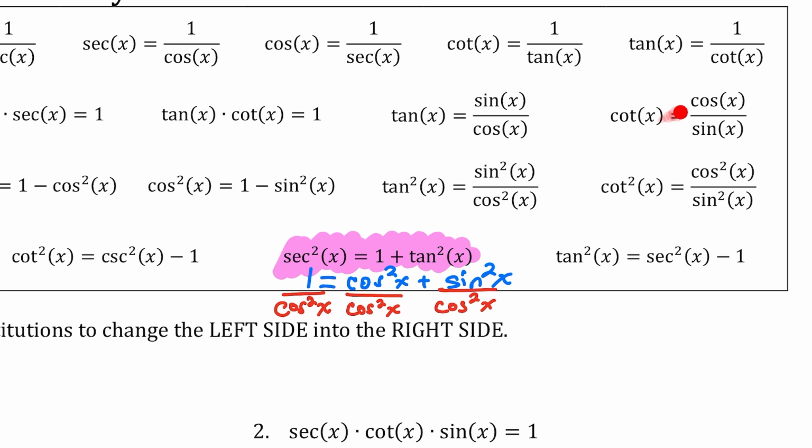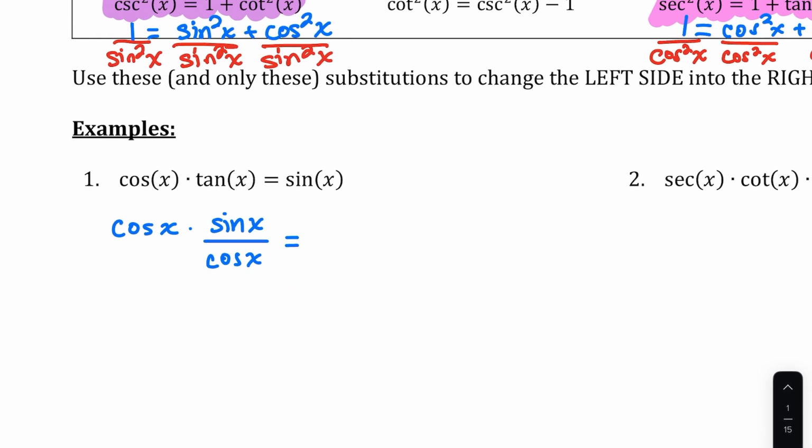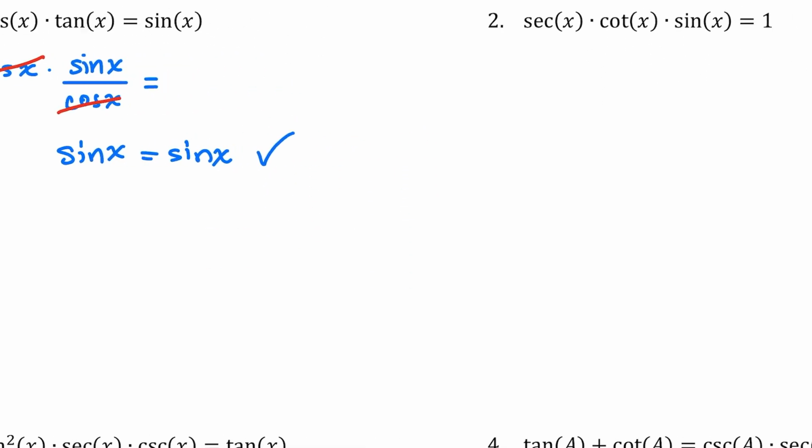You can do the same thing with cotangent, and with any kind of reciprocal functions. And then you do the math. If you multiply cosine by something that's divided by cosine, those cancel off. So you end up left with sine of x, which is the right-hand side. So that's it. That's what an identity is.